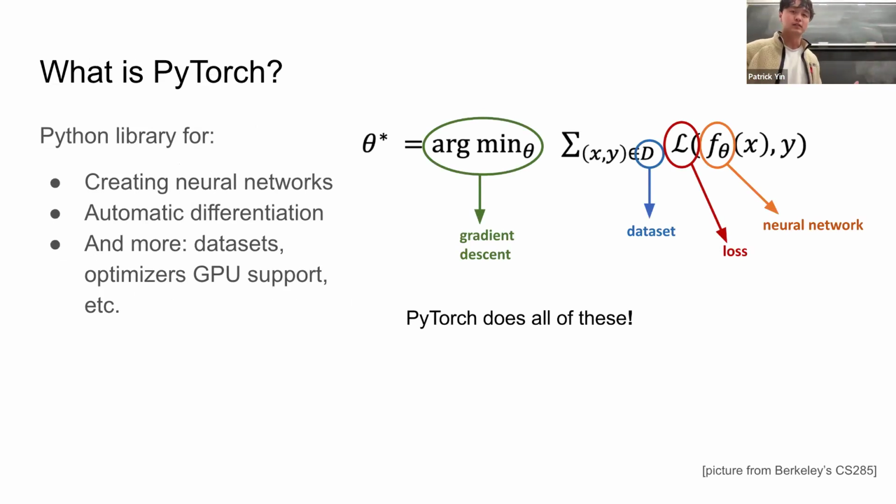What is PyTorch for? It's basically just solving this optimization problem on the right. You can create neural networks, which is this F here in the optimization expression. You can do auto differentiation. You can do datasets, optimizers, GPU support. And if you look at the expression on the right, PyTorch can help with every step of it. It can do the gradient descent to solve the argmin. It can create datasets and sample from the dataset, which is the summation part. And then you can define loss functions, and you can also define your neural network.